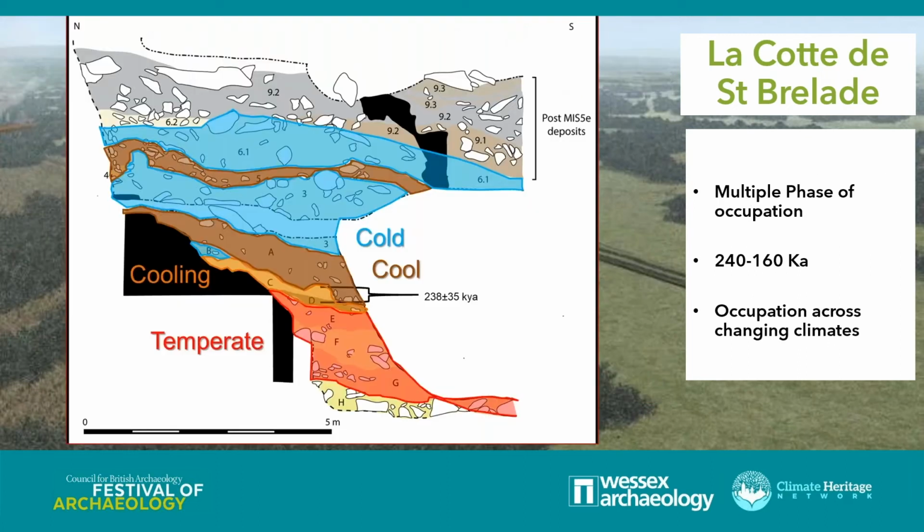And it's produced multiple phases of occupation during the early Middle Paleolithic, the period from around 240 to 160,000 years ago. So it reflects multiple phases of occupation. And interestingly, that occupation occurred in different environmental conditions. So lower down in the sequence, the archaeology and its associated environmental evidence shows that humans were active in a temperate landscape, one not that different from today. Then we see the environment getting progressively cooler, but still with human occupation.